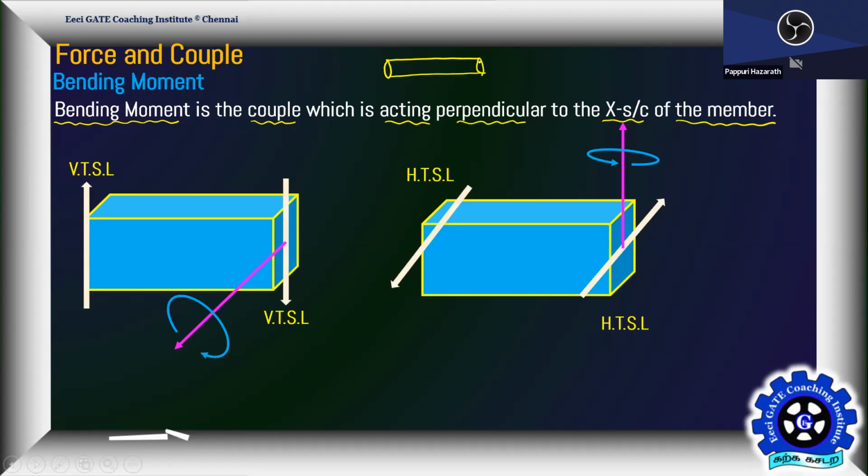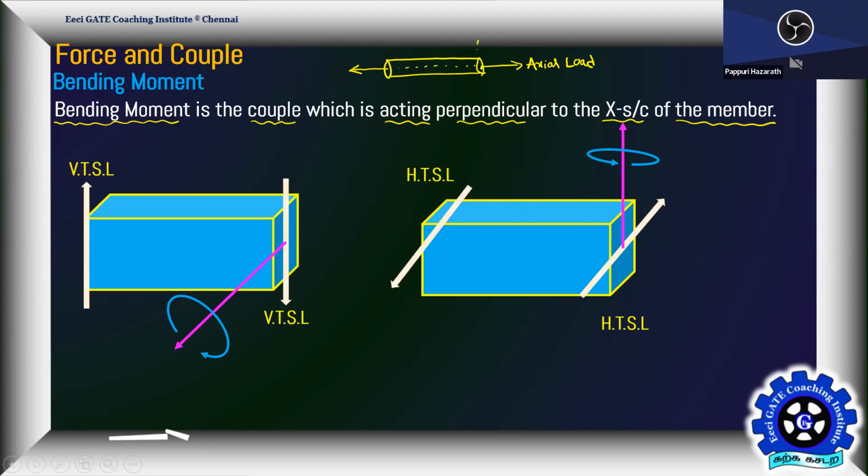What is the name of this particular load? Tell me. Transverse load? Axial load. Correct or not? Axial load, along the longitudinal axis. That you can call an axial load along the longitudinal axis.